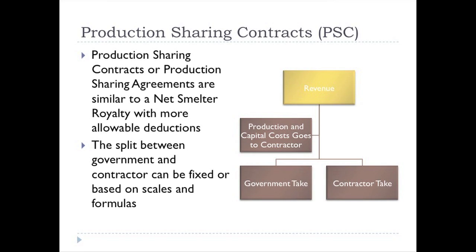Now we move on to production sharing contracts because these are kind of like a royalty. First, the costs are taken out. They go back to the contractor in what is called cost oil. The rest of the oil is split between the government and the company. They can be fixed or based on scales and formulas. Be very careful with these formulas. They can be very, very difficult to analyze, even for professionals.